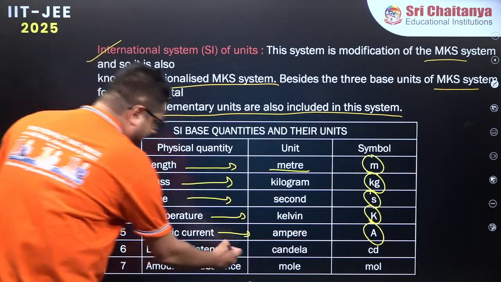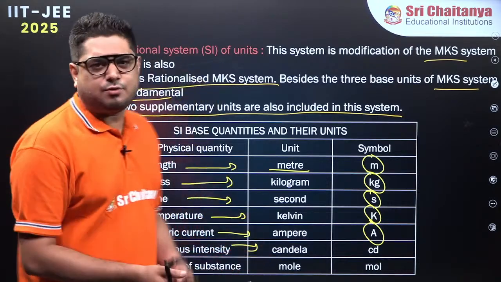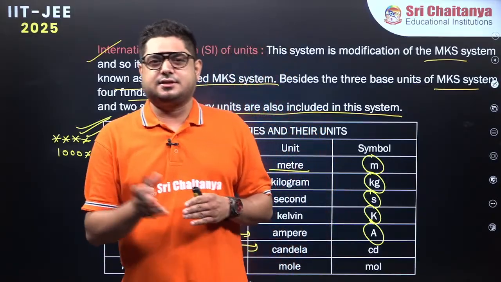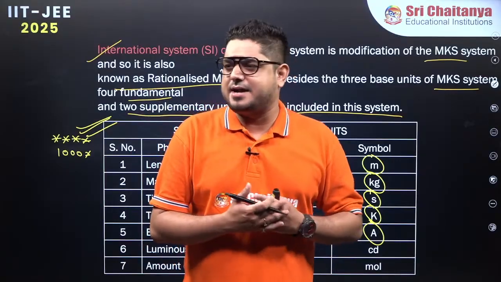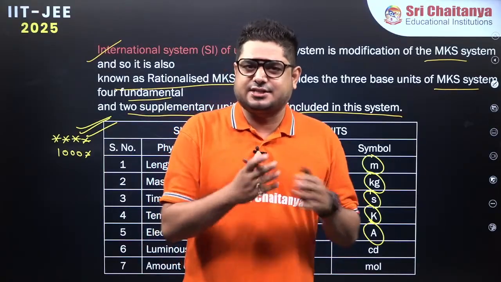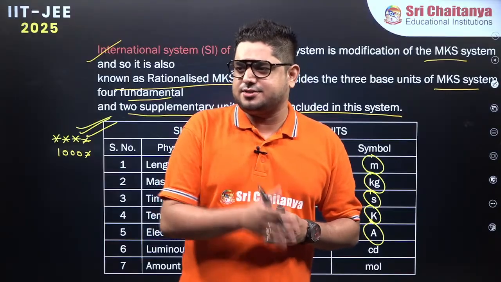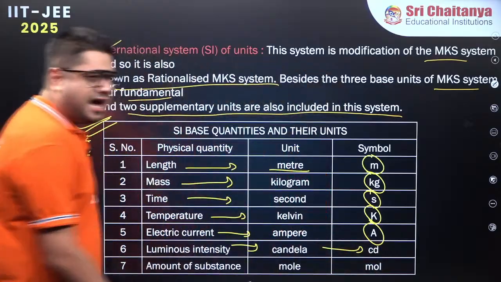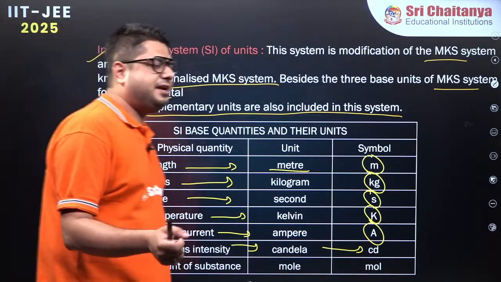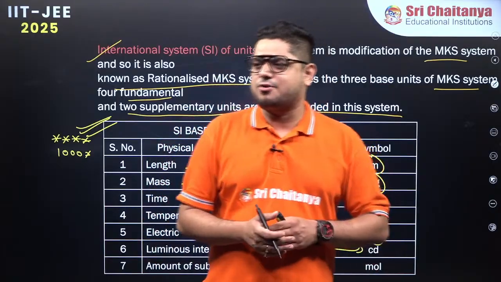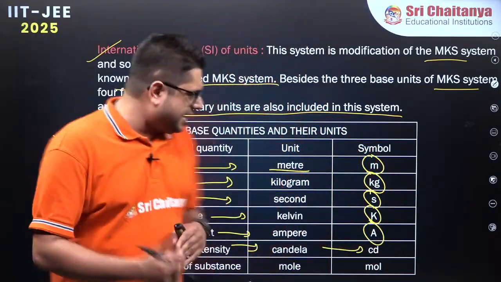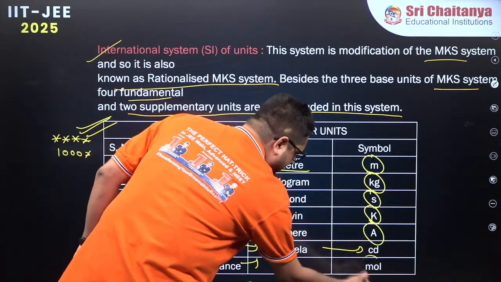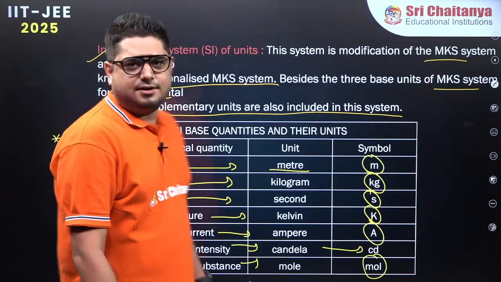Luminous intensity is measured in candela. We are not going to study luminous intensity in the context of JEE Advanced physics, because it comes under a chapter named photometry, and photometry is excluded in JEE Advanced. But you should recall the name, denoted by cd. And last but not the least, amount of substance, which you have already studied in chemistry, is measured in mole, and the unit symbol is mol.